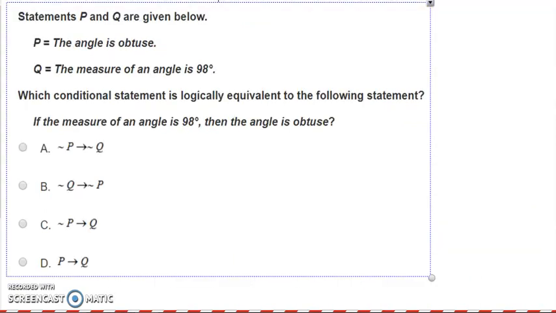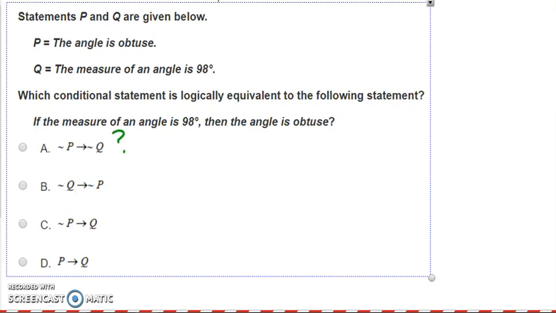Which conditional statement is logically equivalent to the following statement? If the measurement angle is 98 degrees, then the angle is obtuse. Well, if I look at letter A, it says, if an angle is not obtuse, then the measure of an angle is not 98 degrees. That makes kind of sense. If I look at letter B, so I think A could be my answer.